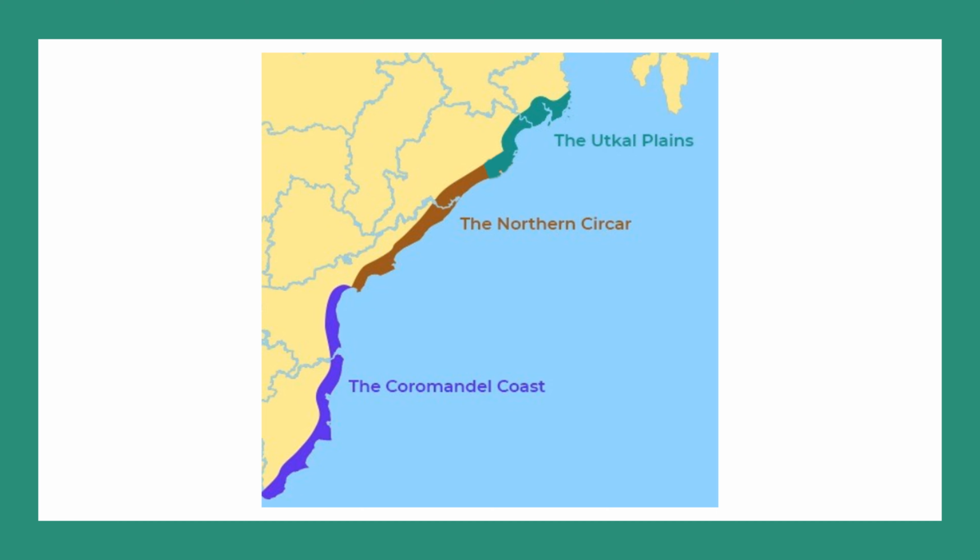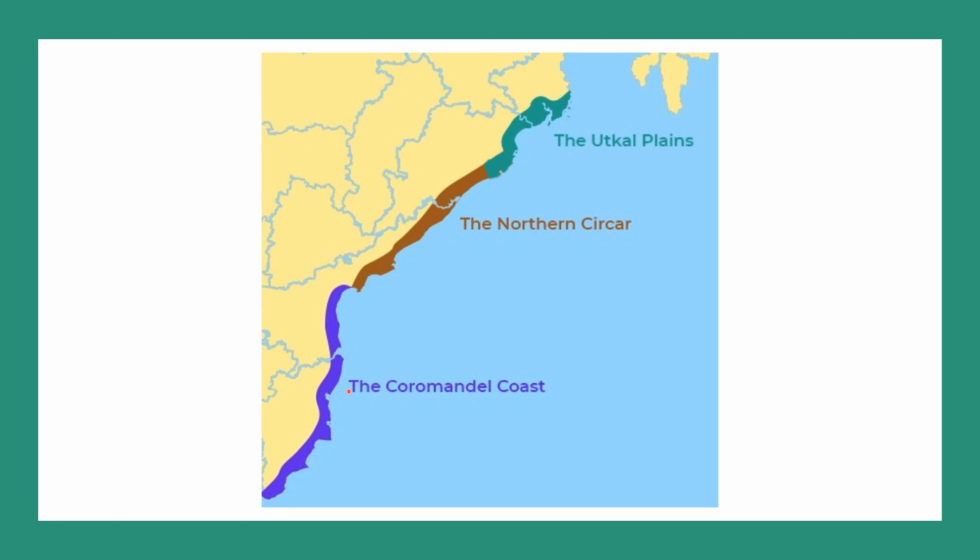The eastern coastal plain, with many large and fertile deltas, is wider compared to the western coastal plain. They are very broad and are known as the Northern Circars in the northern parts, while the southern part is known as the Coromandel coast.